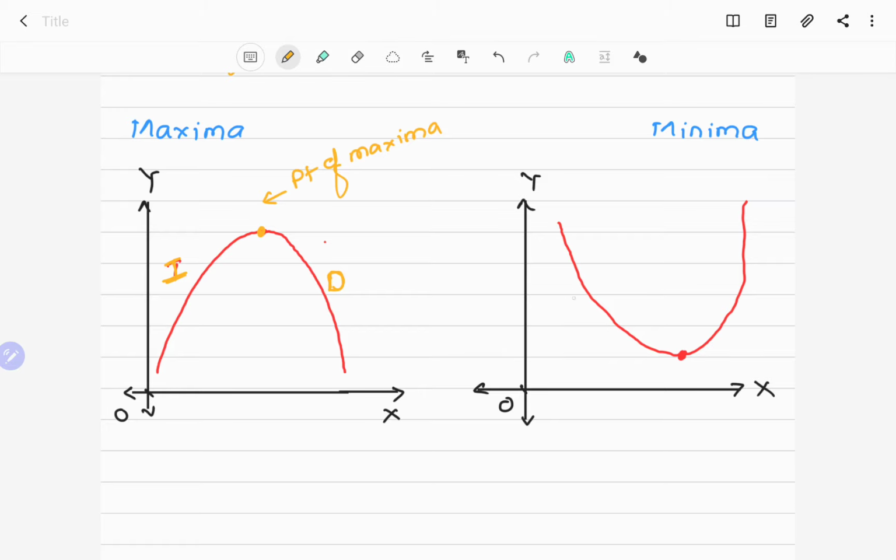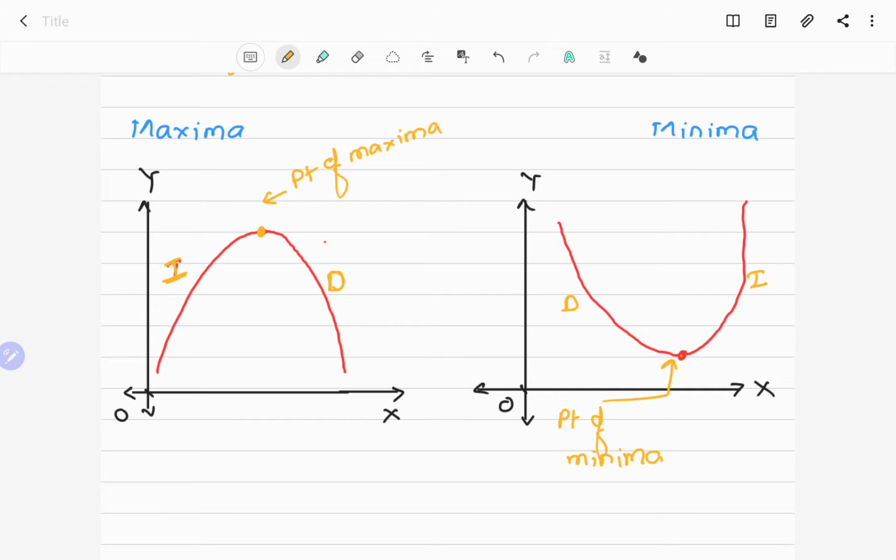In the case of minima, it is exactly opposite. In the first section of the curve you will observe it is decreasing, then comes this point of minima. Let's mark this as the point of minima. This is the lowest point of that graph, and after that it is an increasing function again. Only then does a minima occur.